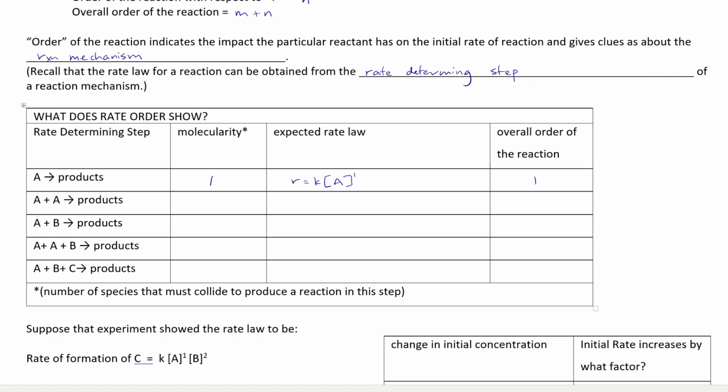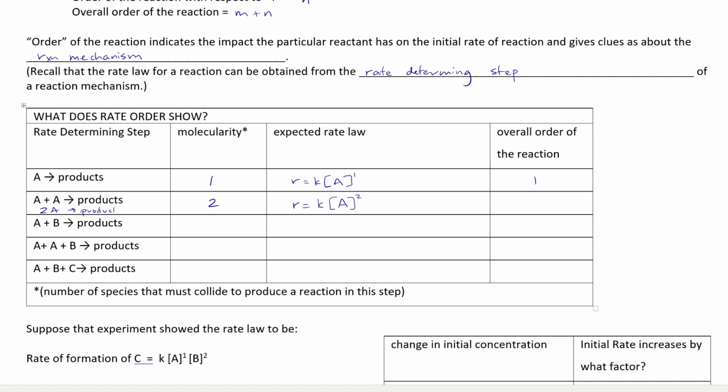If A must collide with itself in the rate determining step to produce a reaction, then the molecularity is 2, because 2 molecules have to collide in order for this reaction to happen. So our rate law, if it requires 2 molecules, is [A] to the power of 2. Another way of writing that would be 2A goes to products.